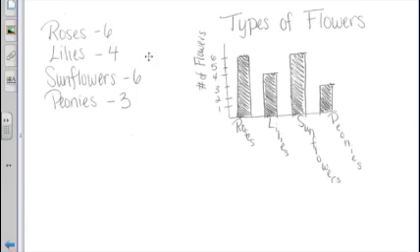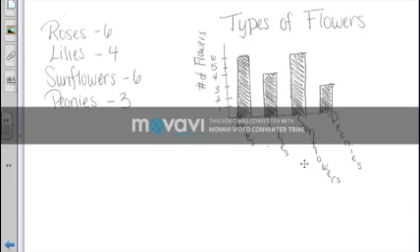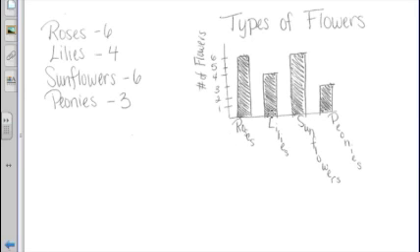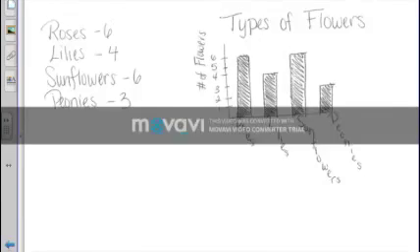First, I made sure I listed all of the information so you can see it here. Next, what is needed for a bar graph is you have to have a title, types of flowers. You need to have labels, number of flowers, and here are the types: roses, lilies, sunflowers, peonies. You need to have some kind of numbering scale, and you need to draw the bars. Make sure that the bars do not touch each other. That's very important. So this is a bar graph. You should know how to make all these graphs. This is just a review.